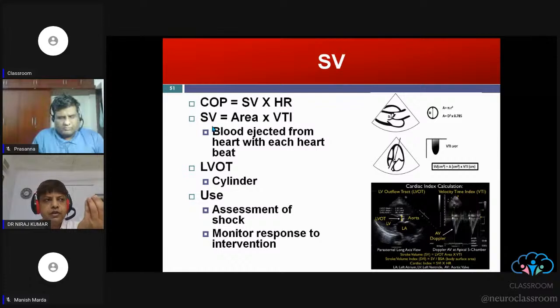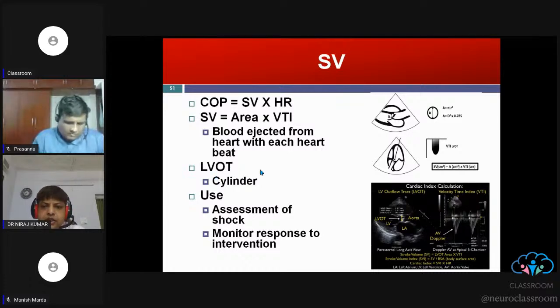So volume is equal to area times length. VTI is actually a stroke length. So area times length is equal to volume. Remember that if you think of this LVOT area as a cylinder, then things will be easier. It is very helpful in the assessment of shock and to monitor our intervention. If the stroke volume is increasing, that means our intervention is working.